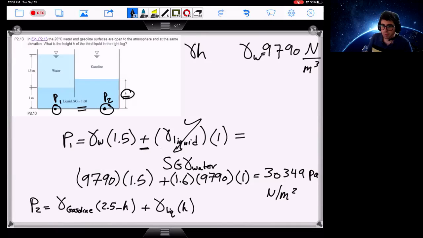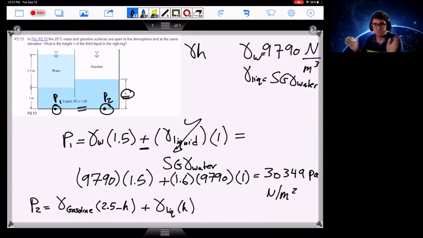How would you find gamma of the liquid? Gamma of liquid is going to be Sg times gamma of water. You're given Sg right there, 1.6. And gamma of gasoline, you don't have to calculate anything. It's just a value in a table. You have to know where to find that value. That's it.